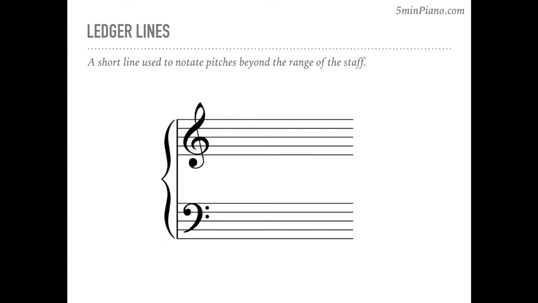You've already learned one ledger line note, and that's middle C. You can add as many lines as needed to get to the pitch you'd like the right hand to play below middle C, or above the staff, or if you want the left hand to play higher than middle C, or lower than ground floor G.